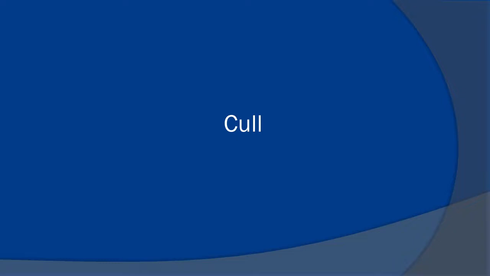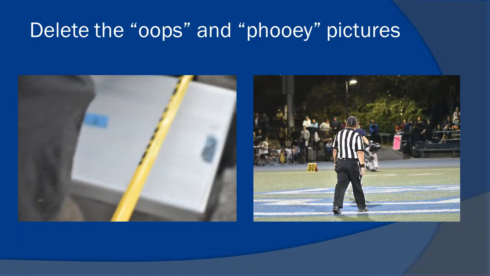So, there is a process we have to go through. Besides taking pictures of everyone, once we start, you have your pictures. First thing you do is you cull the pictures. And what do you cull? You delete the oops and phooey pictures.